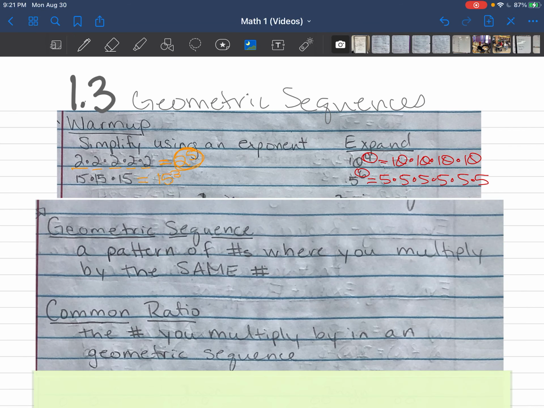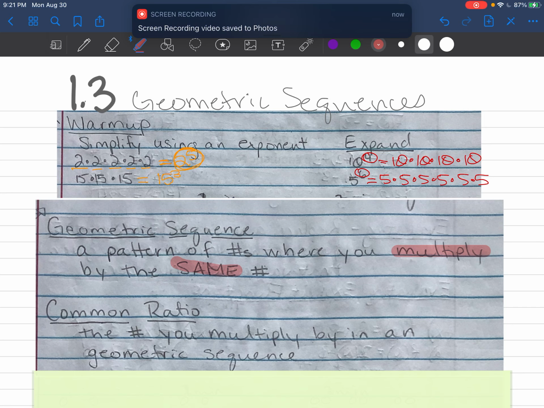A geometric sequence is a pattern of numbers where you multiply by the same number. Okay, so last time was arithmetic where you add and subtract the same number. Geometric is where you multiply the same number. Next up is a common ratio. This is the number you multiply by in a geometric sequence. So this is the actual number that you're multiplying down your table.